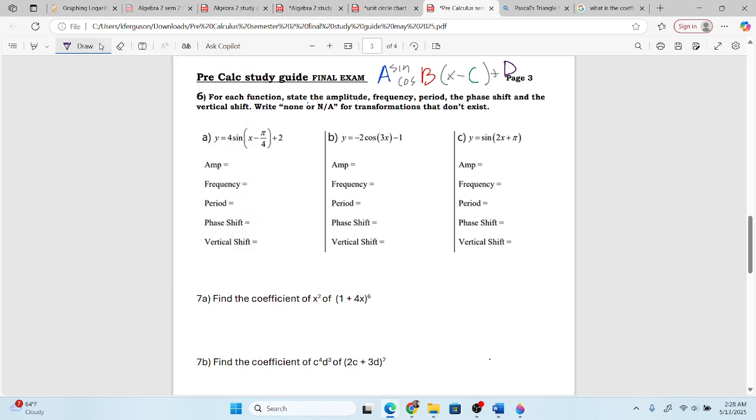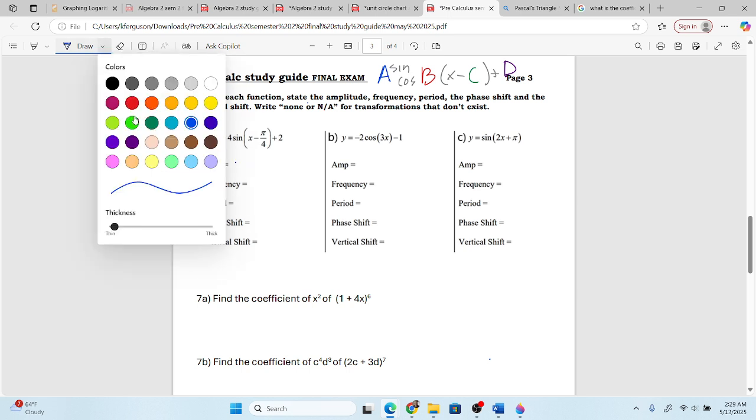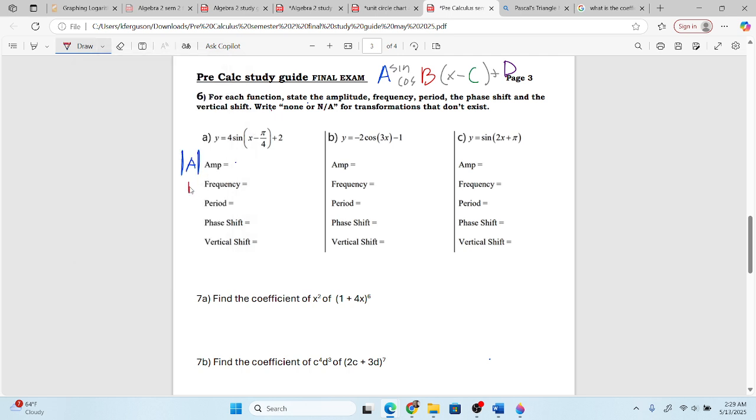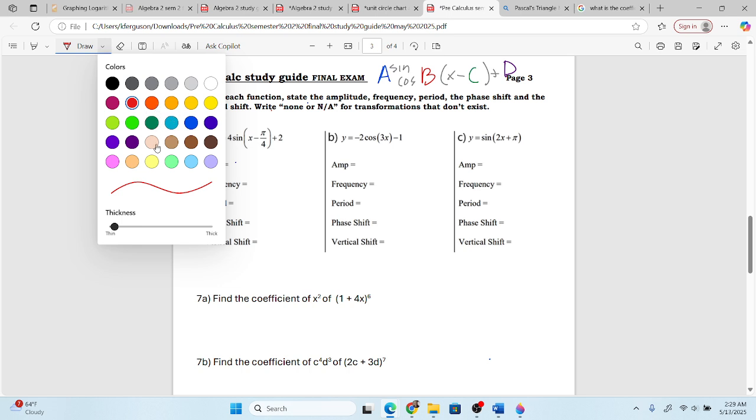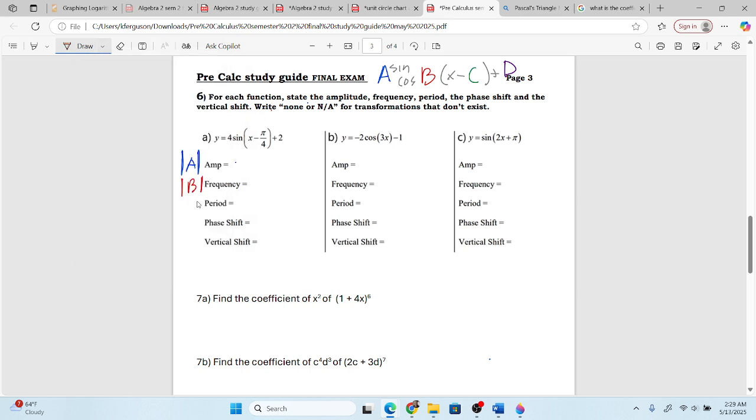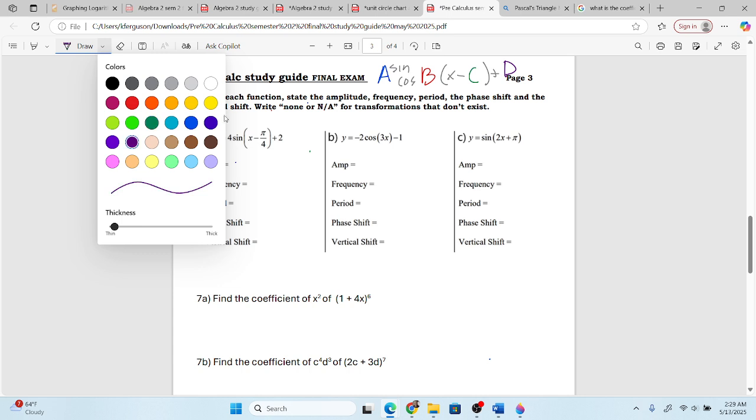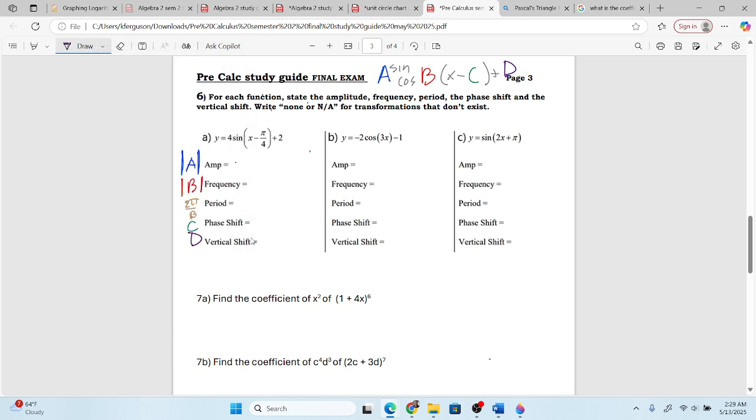So amplitude, that's my A. But it's also noted that it's the absolute value of A. B, that's my frequency. It's also noted that it's the absolute value of B. Period is 2 pi divided by B. Phase shift, that's the C, although be careful because it's the opposite of C. And then D is my vertical shift.